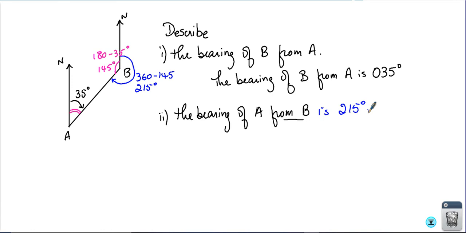Okay? So that's how to describe the bearing. You can either have a diagram and you need to describe, or you have a description and you need to draw a diagram.